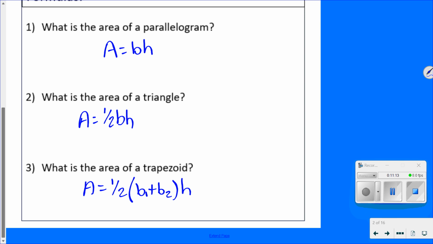If you did not get these correct or stumbled on some of the vocab, you need to be going back and studying your vocab sheet and looking at your formula sheet. We are going to be using these a lot.